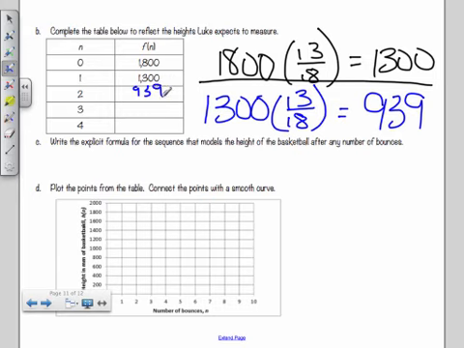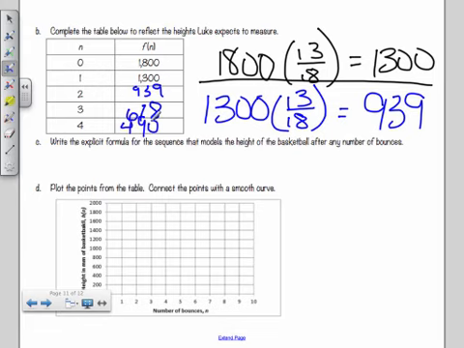Then you would do the same thing for the third bounce. You would take 939 and multiply that by 13 over 18, and you would keep going. Go ahead and fill in the rest of the chart, press pause, and then come back to me to see how you did. All right, so these are the values that you should get: 678, and then you should also get 490. Those are all measured in millimeters.